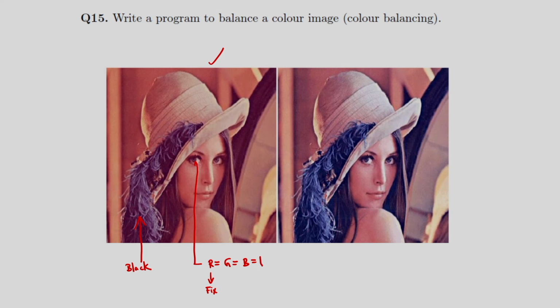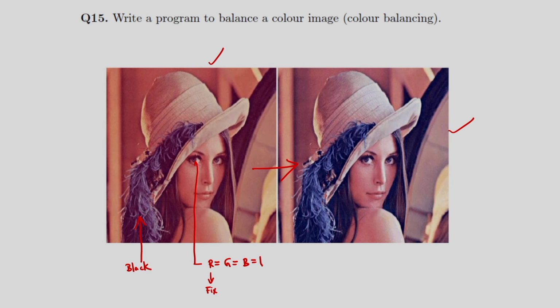So I have to make one component fixed and find the transformation for the other two components, so that R is equal to G is equal to B is equal to 1, and apply this transformation for all the pixels of the image. After this, I will be getting the color balanced image as the output. That is called color balancing. You can write a MATLAB program or maybe an OpenCV Python program for this problem.